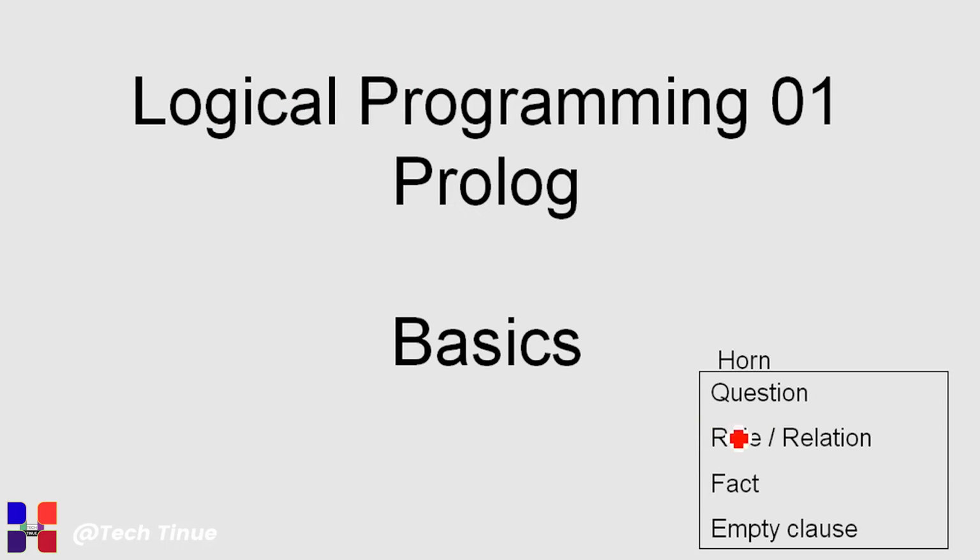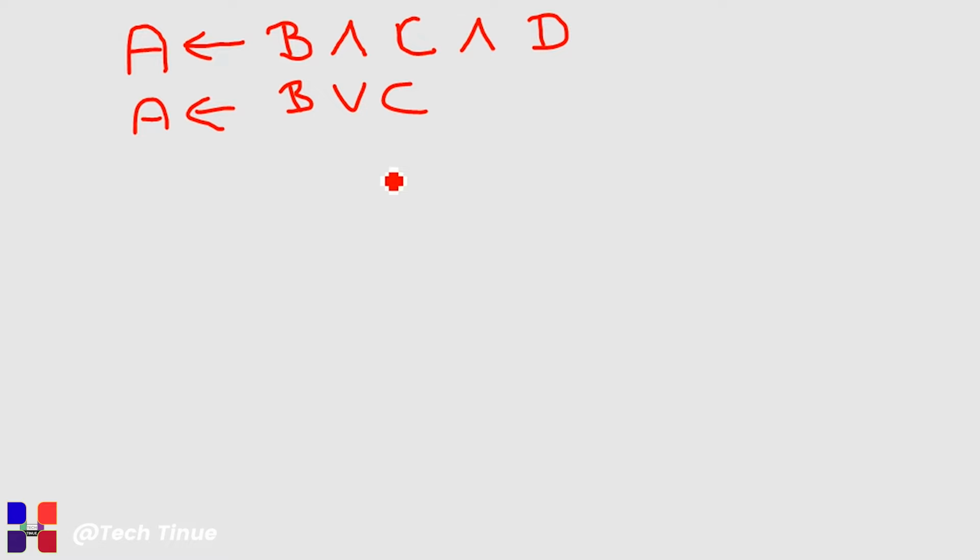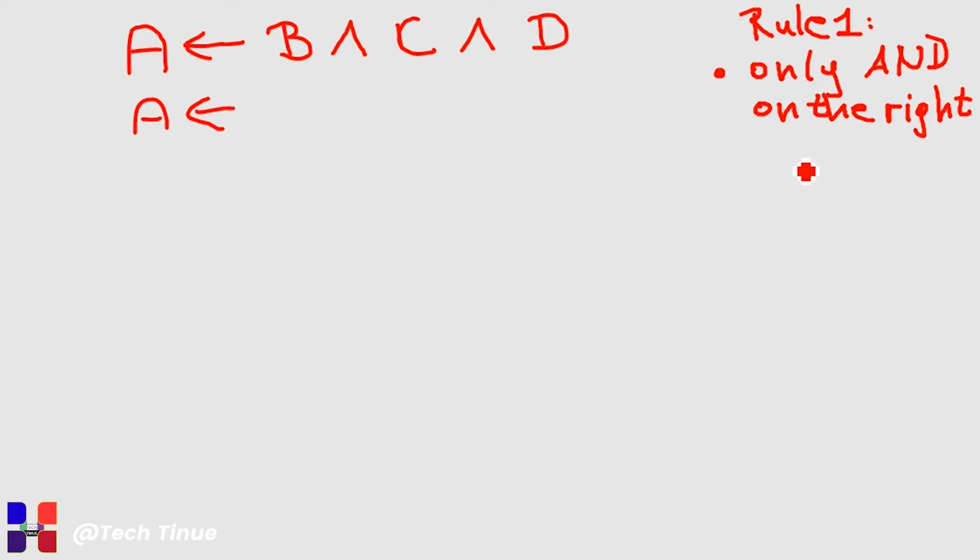But now let's start with all the Horn stuff. Let's start with this stuff, just to explain to you that we're going to start now. We define a rule now. We say that this is not allowed. Why is it not allowed? Because it's an or. We don't want ors on the right side. We don't want ors on this side of the arrow. There should only be ands. So rule number 1 is only and on the right side.